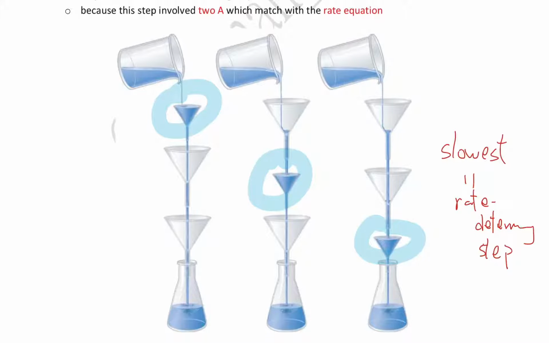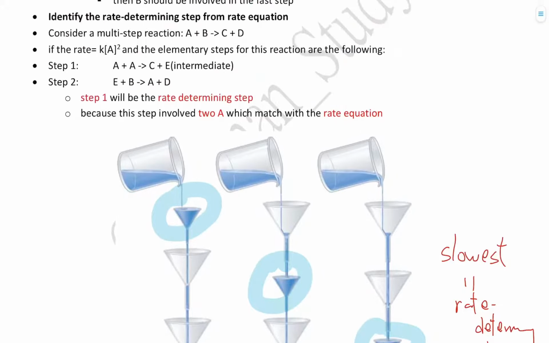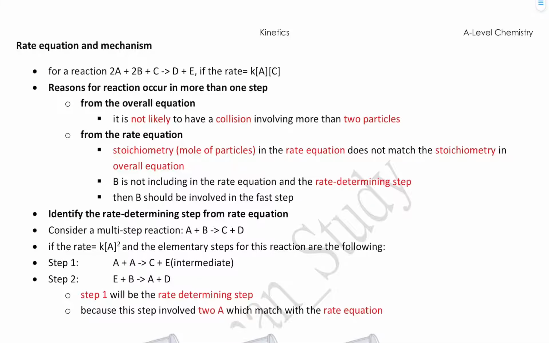Now, how can you deduce whether there is a 2-step or 3-step mechanism, or it's actually only 1 step? We can refer to 2 different relations, which are frequently asked questions in a real exam. From the overall equation, take this example: there are so many particles here, like 5. It's technically impossible to have a collision between 5 particles at the same time. So from the overall equation, we can already deduce that the mechanism should be more than 1 step.